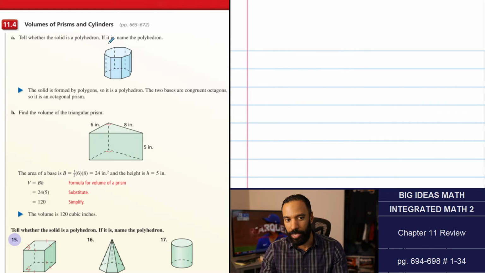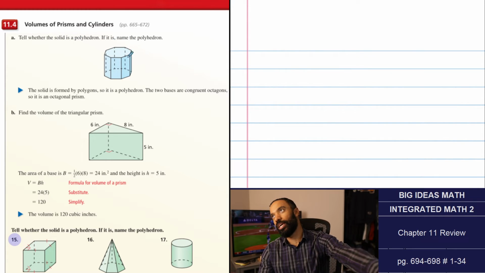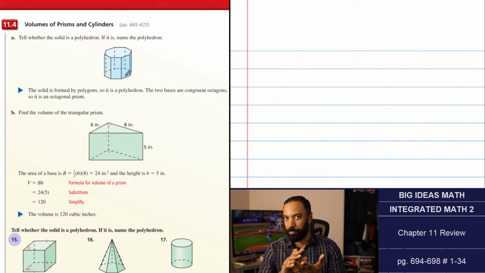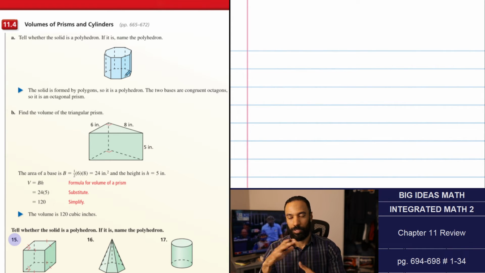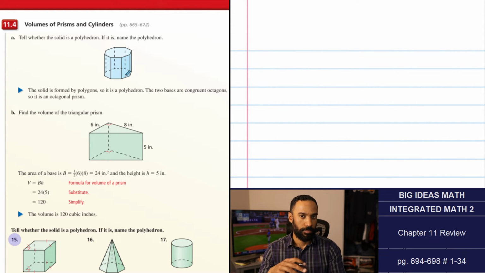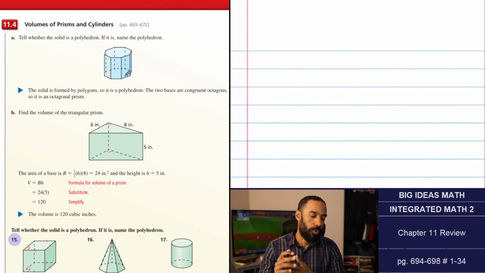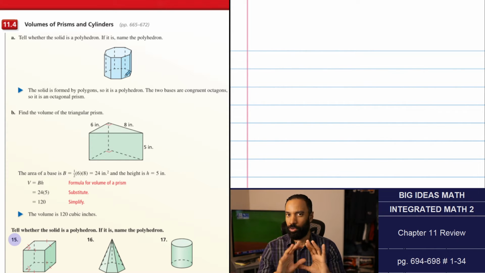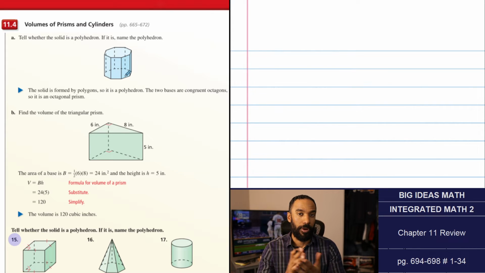Tell whether the solid is a polyhedron. If it is, name the polyhedron. Without looking, I can see it's a yes, it's a polyhedron. And specifically, it's a prism. A polyhedron has no curved edges. It's going to have multiple different sets of faces. So a sphere is not a polyhedron. A cylinder is not a polyhedron. A cone is not a polyhedron. Those have circular bases or faces, and the sphere is like one whole face. So prisms are polyhedrons.